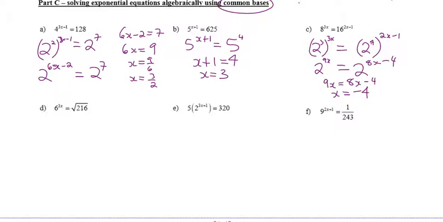6 to the 3x equals the square root of 216. Okay. So you've done some radical stuff. So what's the way of saying square root but saying it with a power?